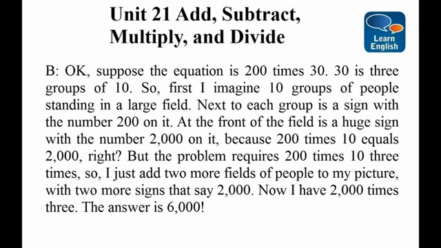Okay, suppose the equation is 200 times 30. 30 is 3 groups of 10. So first I imagine 10 groups of people standing in a large field. Next to each group is a sign with the number 200 on it. At the front of the field is a huge sign with the number 2000 on it because 200 times 10 equals 2000, right? But the problem requires 200 times 10 3 times, so I just add 2 more fields of people to my picture with 2 more signs that say 2000.